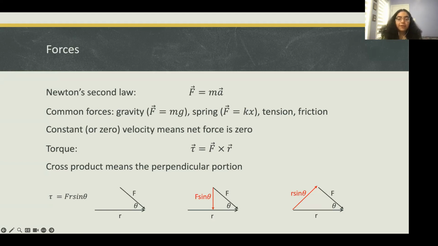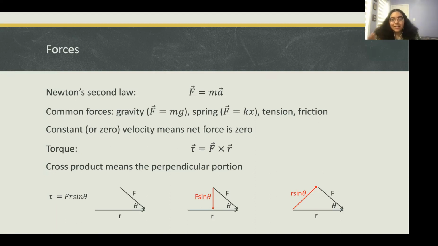Torque is F cross R. You might have seen that formula. It's also I times rotational acceleration. The thing with cross products, which is good to know since it's F cross R, is you want the perpendicular portion. Perpendicular meaning 90 degrees. So if you look at the drawing I have on the bottom there, if you have a force at an angle and your lever arm is the R there, then it's going to be FR sine theta.